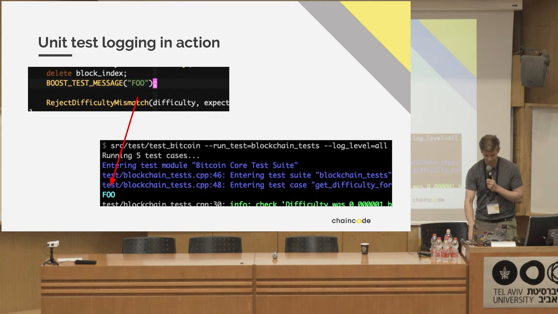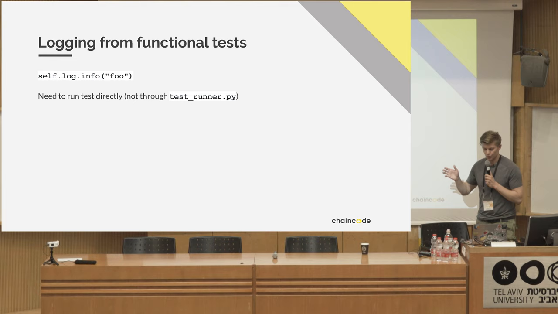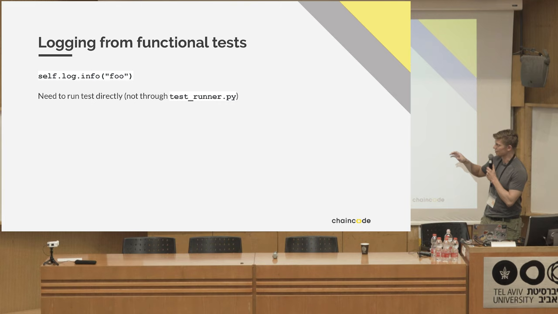Then logging from the functional test, especially if you already have some experience with Python, is really, really simple. This is not a compiled language, so you don't have to think about so many steps there. You just use this self.log.info method, and you actually see this all over the functional tests. So this is probably not going to be hard for you. Another thing that you have to think of, though, is you have to run the test directly and not through the test harness, test_runner.py, because the test runner is actually not printing out these messages.